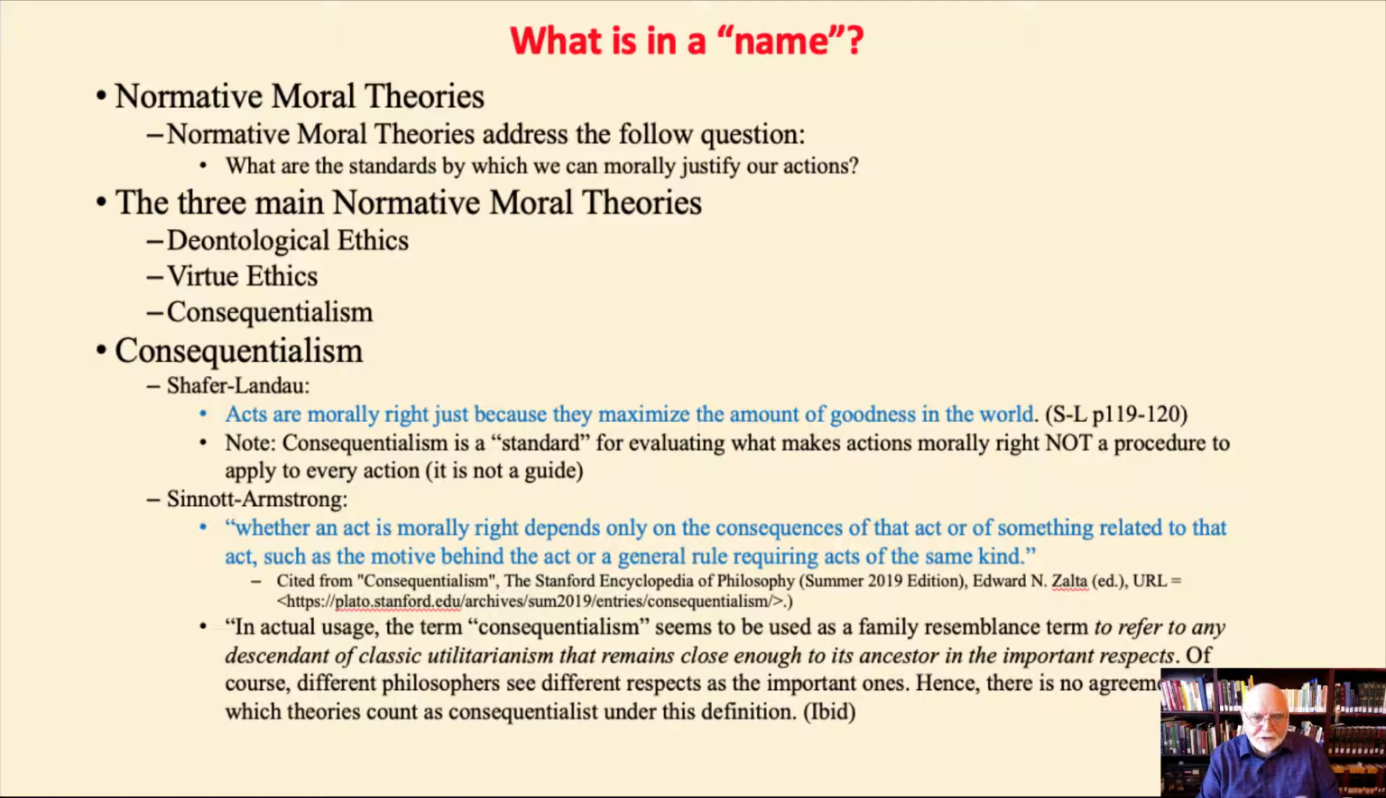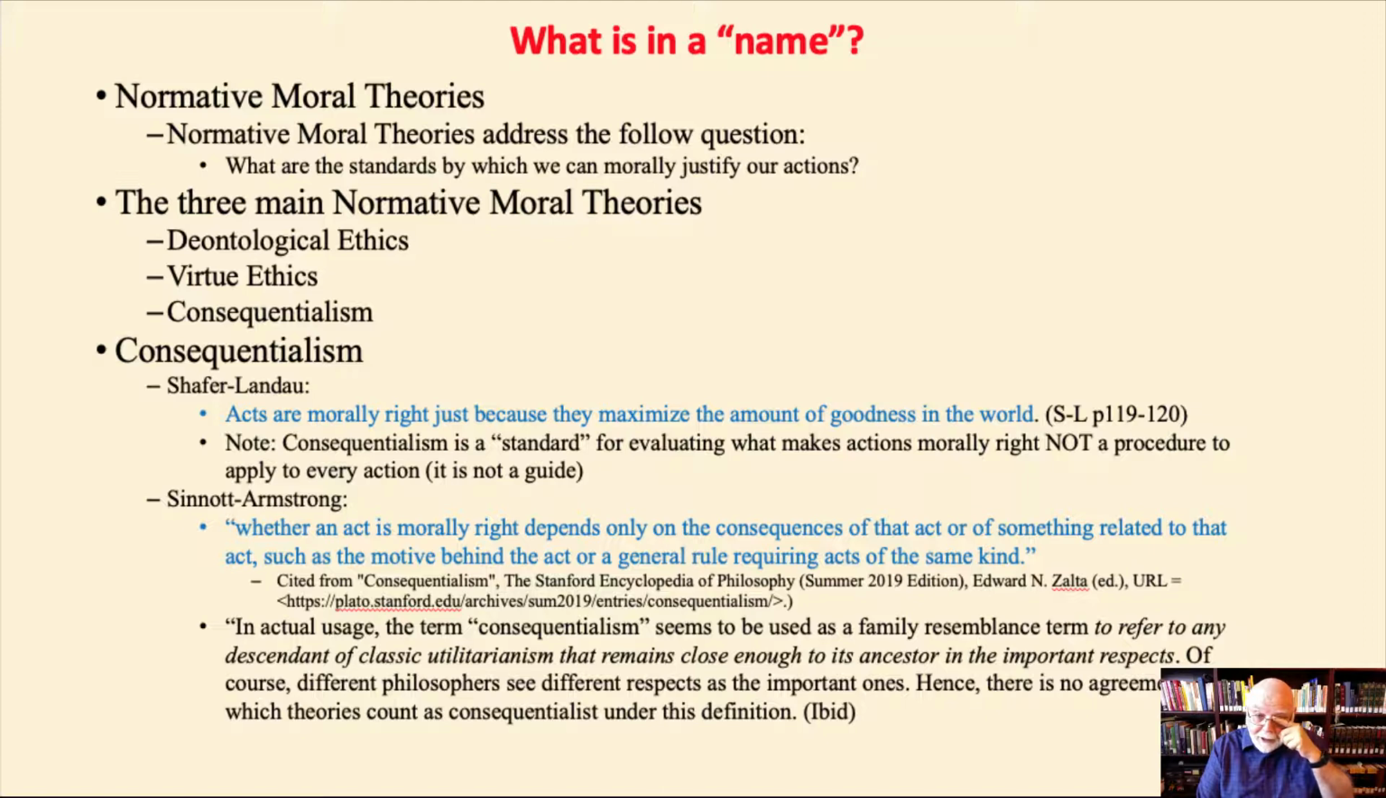And we get those, I would suggest, from a standard source you can examine, the Stanford Encyclopedia of Philosophy. Sinnott-Armstrong points out this: whether an act is morally right depends only on the consequences of that act. And that really is an important aspect of consequentialism, and hence utilitarianism. Whether an act is morally right depends only on the consequences of the act. And of course, there are other qualifications, something that's related to that act, such as the motive behind the act or the general rule requiring acts of that kind. That applies to rule utilitarianism.